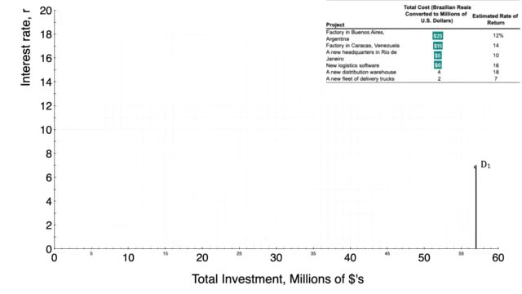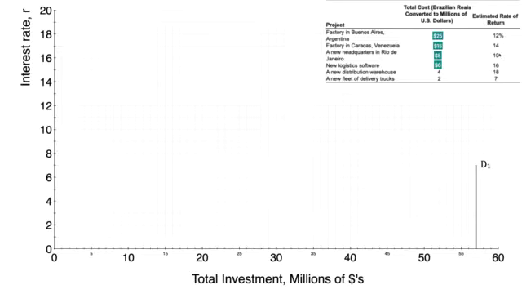Now, what happens when the interest rate goes above 7%? The new fleet of delivery trucks will not pay at 7.1%. It will no longer be a worthwhile investment. So total investment, once we go above 7% interest rate, will decrease by $2 million up until we hit the next estimated rate of return.